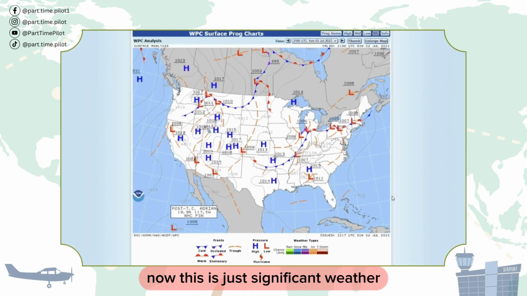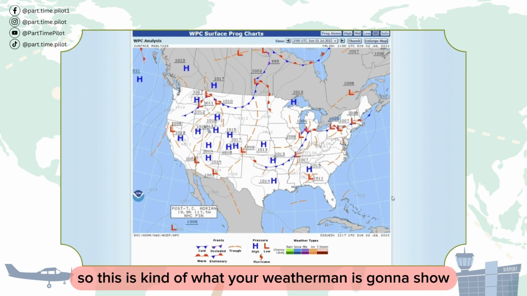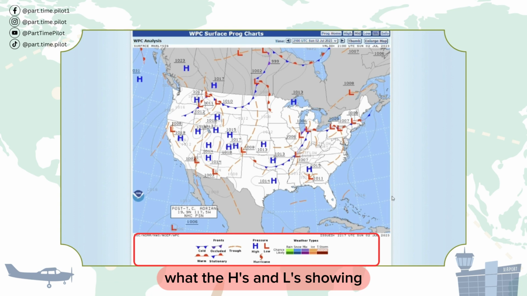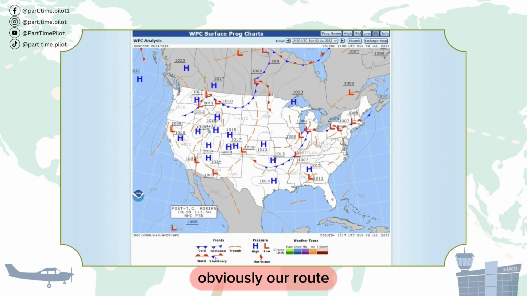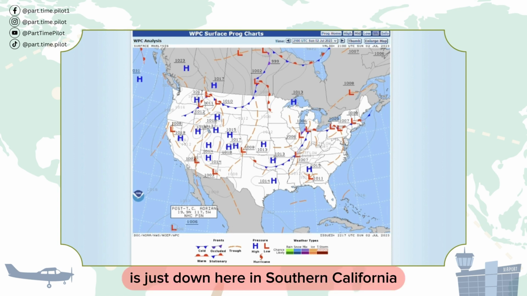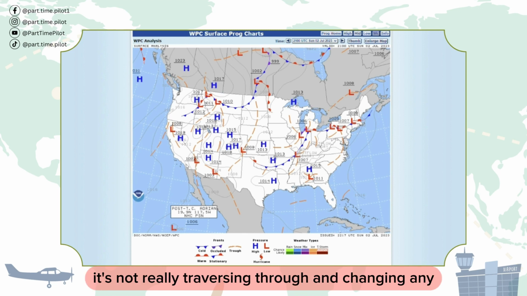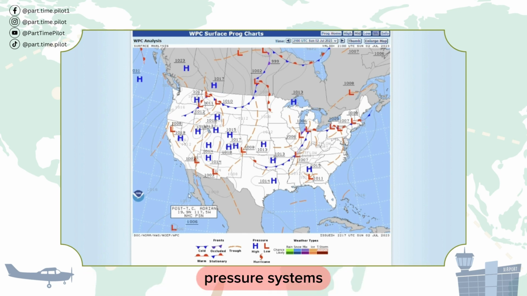Now this is just significant weather. This is kind of what your weatherman is going to show, with the H's and the L's showing the pressure systems, the troughs, and any weather fronts. Obviously our route, our example, is just down here in Southern California. It's not really traversing through and changing any pressure systems.